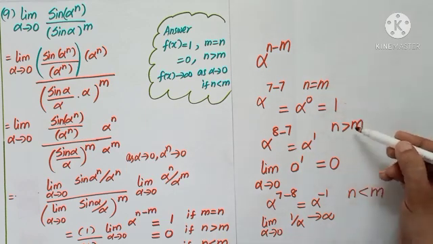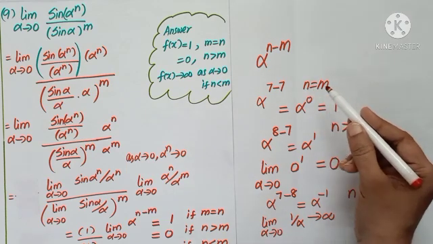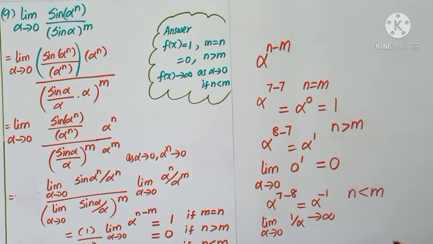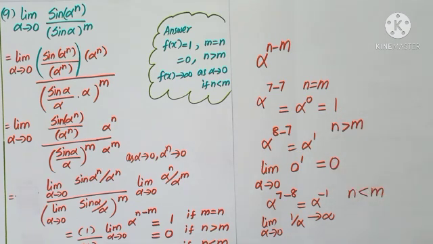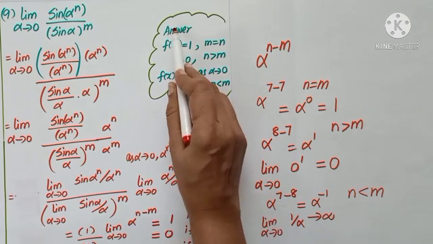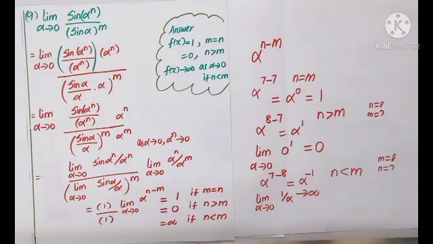So we have the three cases. If n is equal to m, the limit is 1. If n is greater than m, the limit is 0. And if n is less than m, the limit tends to infinity. So we have written the answer for the three different cases.